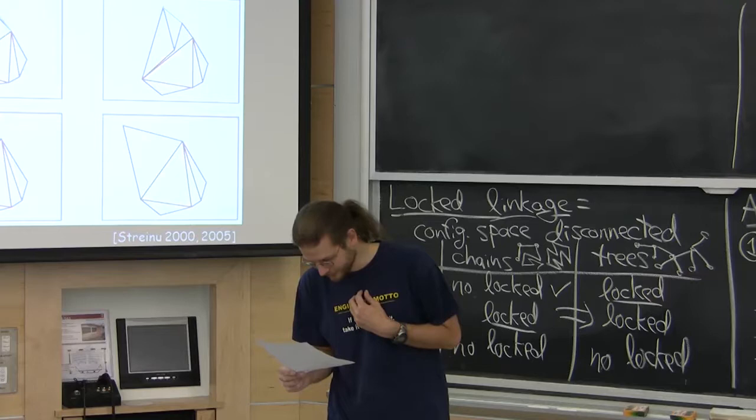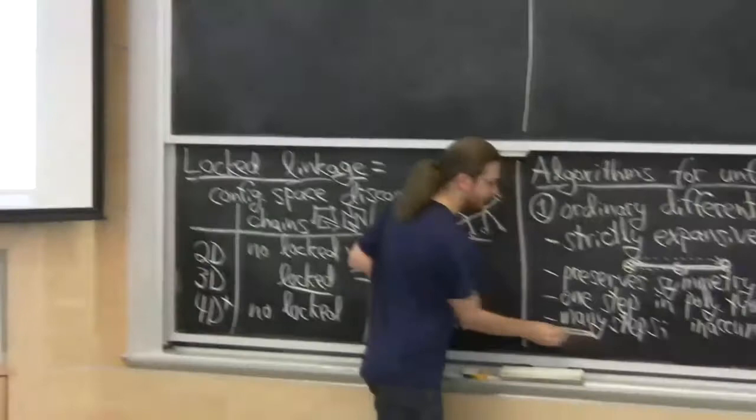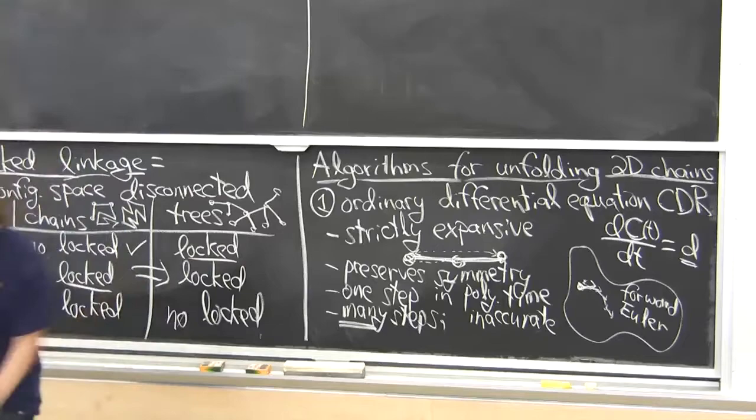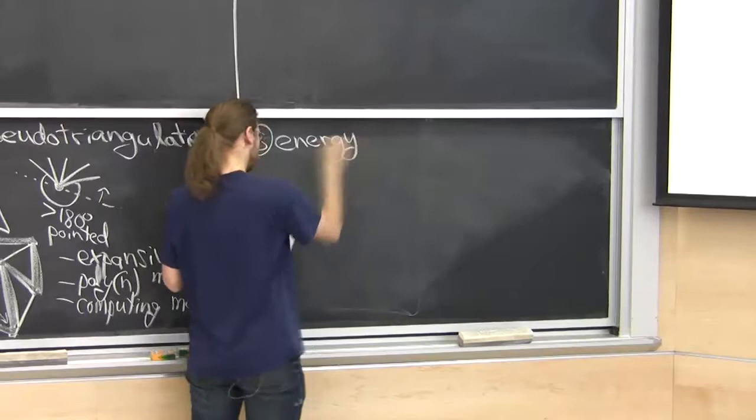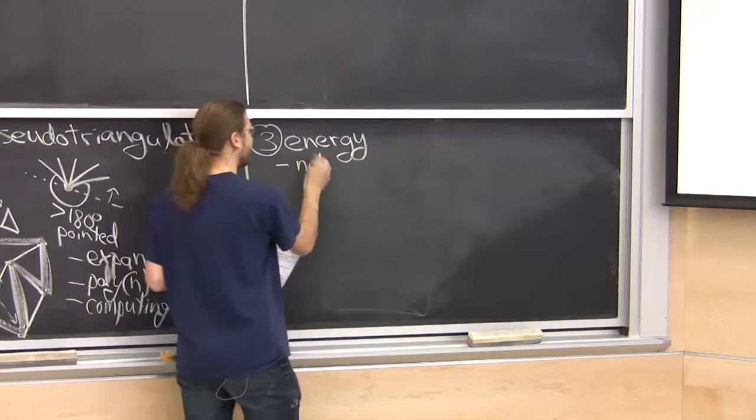All right. Oh, another open problem is, how many steps does this algorithm really need? Can you prove a pseudo-polynomial bound? I'm not sure. But let me tell you about my personal favorite algorithm, the energy method. This is also the most recent, 2004. The weird thing about this algorithm is that it is not expansive.